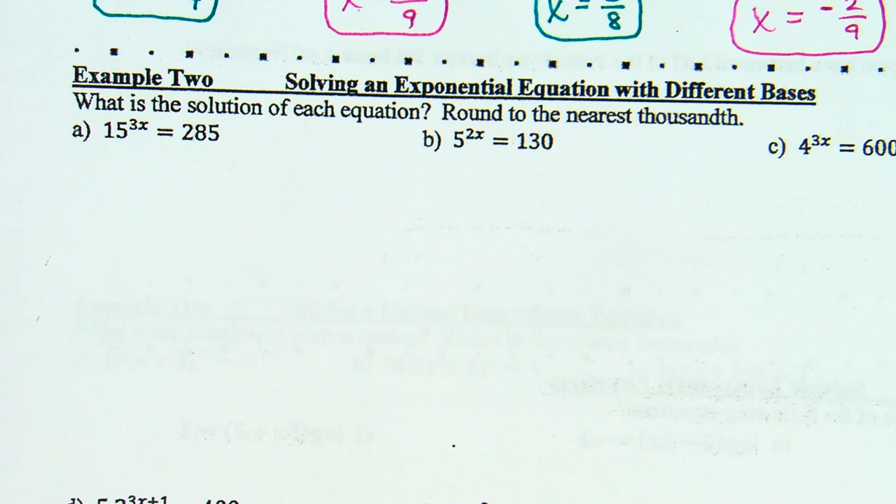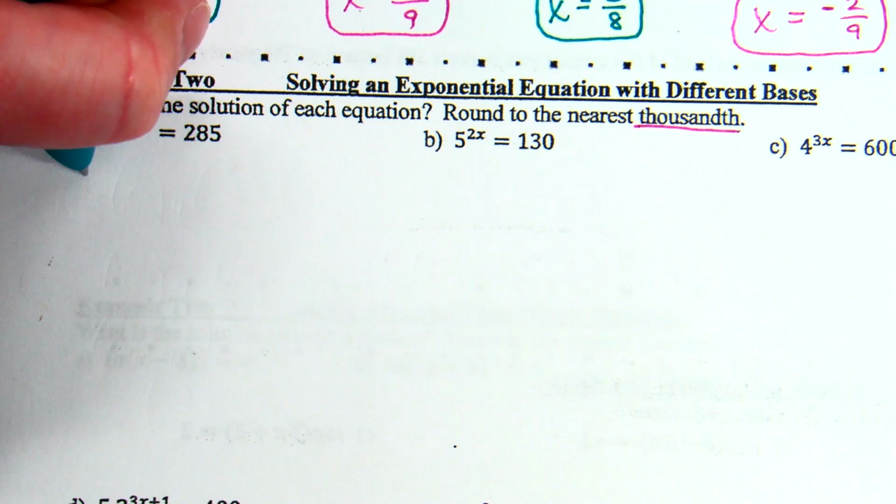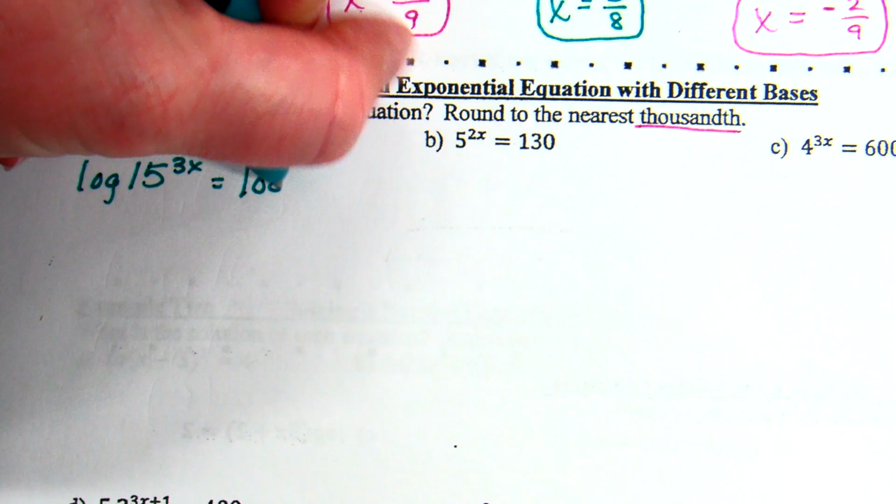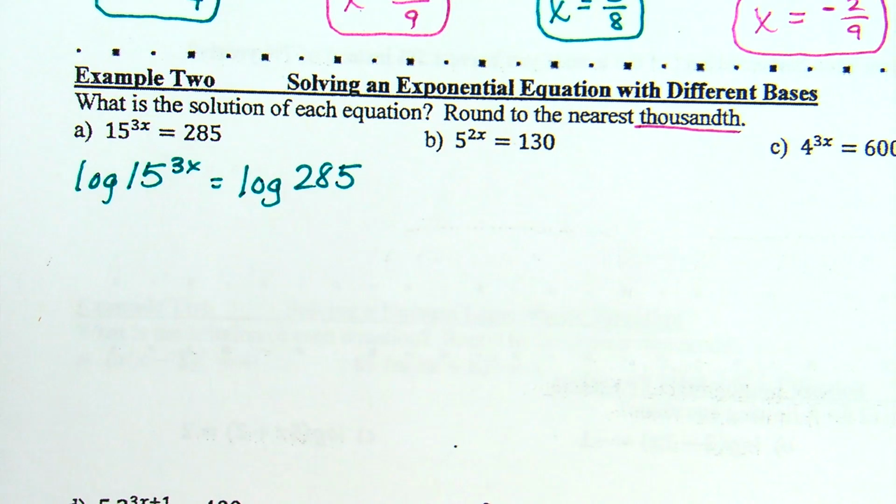And if you notice the directions, notice what the direction says. Round to the nearest 1,000. That indication right there is it's a calculator problem. So, when I say take the log of each side, I mean basically take each side and write the word log in front of it. So my equation becomes the log of 15 to the 3x equals the log of 285. And we're doing this because our x is in our power. We don't have a good way to solve until we get x out of the power. So, step one, we take the log of both sides.